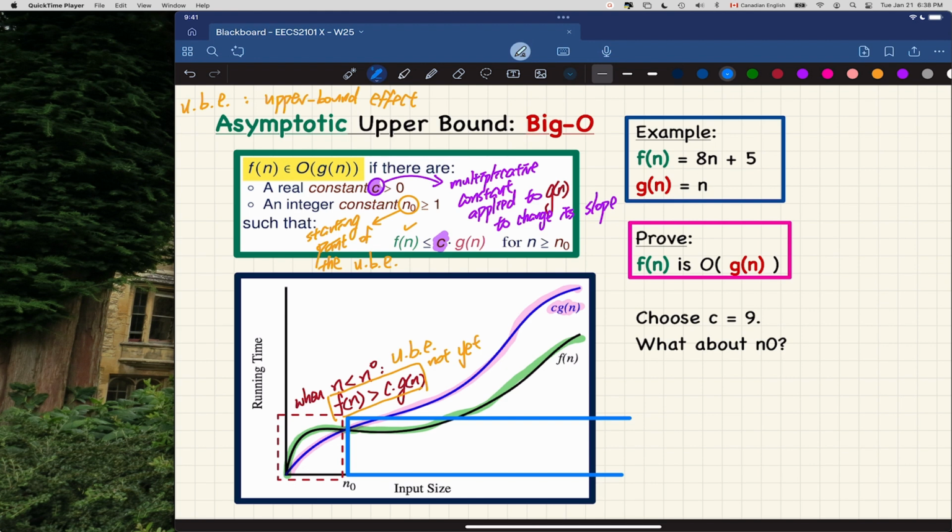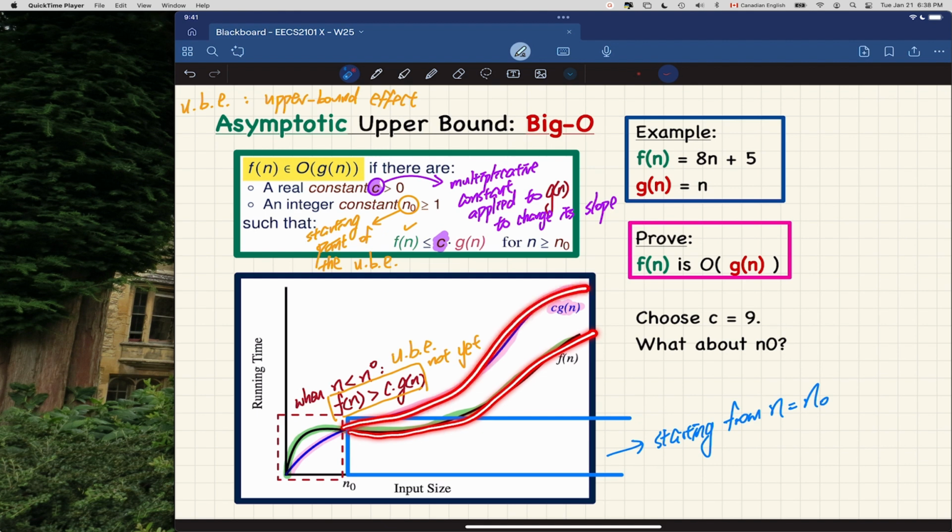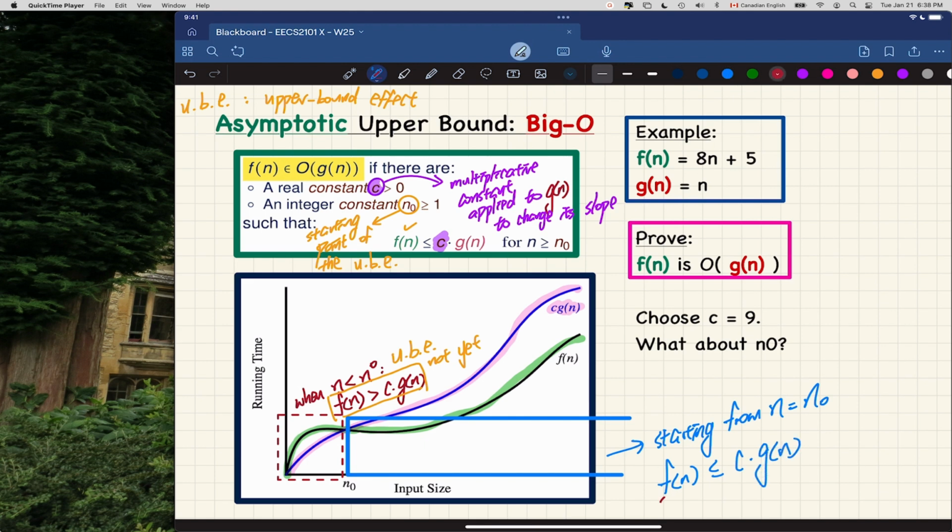So here, starting from n equals n0, we got exactly f of n here. Sorry, let me draw better. F of n here should be less than or equal to this one here. That's exactly the upper bound effects: f of n less than or equal to c times g of n. And that's really the upper bound effects there.